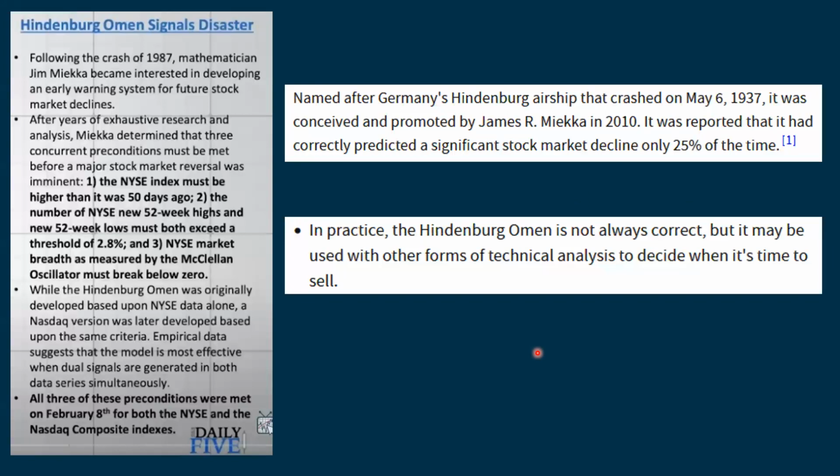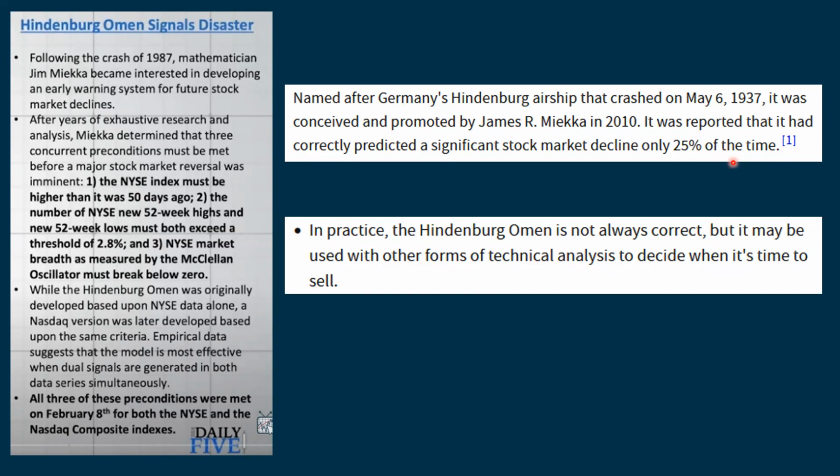And what I did is, over on the left-hand side, this is a definition of a thing called the Hindenburg Omen. And it was the Hindenburg that crashed in 1937. Oh, the humanity. And so since it was such a disaster, that's how they came up with the name for this. And I did some research after this came out, and I wasn't really all that impressed. And then I went to Investopedia, and their research kind of mimicked what I found out, that there's really only a 25% success rate with the Hindenburg Omen.